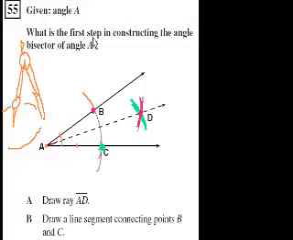So let's see. They say, what is the first step in constructing the angle bisector of angle A? So they say, draw AD, ray AD. Well, no, that seems like that would be the last step. Then you're done, right? Draw AD, that is the angle bisector. Draw a line segment connecting points B and C. A line segment, no, that's useless. You don't need a line segment.